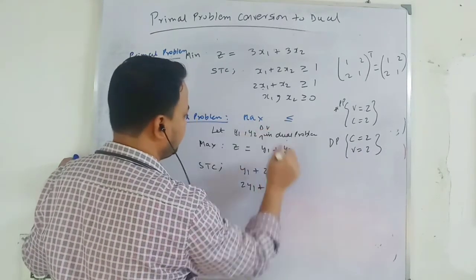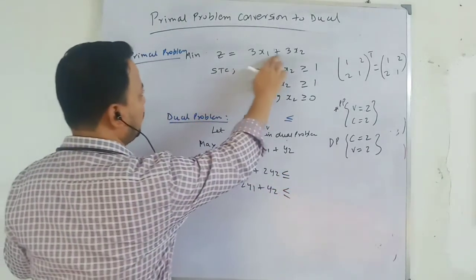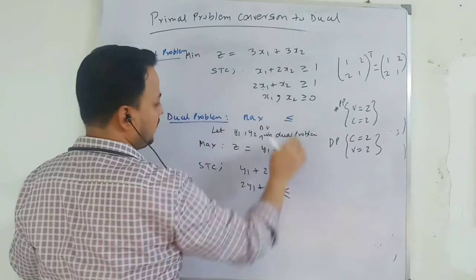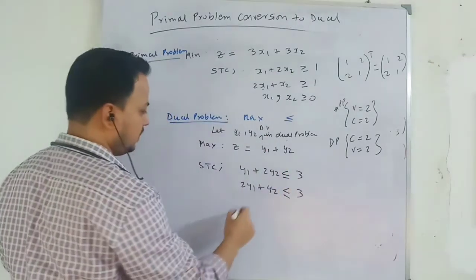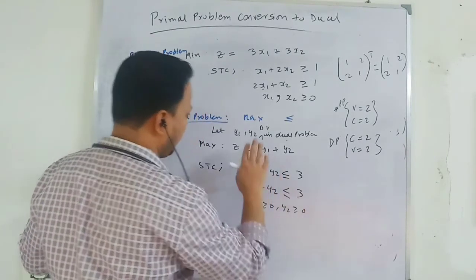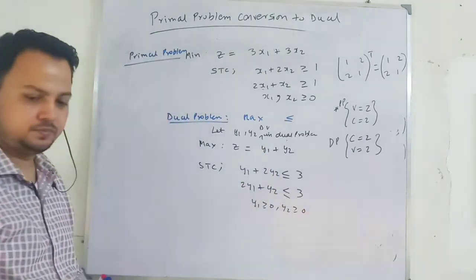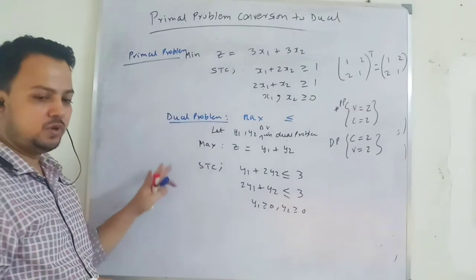Okay, this is a maximization problem. I will be having less than or equal to sign. Okay. So whatever cost coefficient you have, it will become the right hand side constant. It will be 3, 3. y1 is greater than or equal to 0. y2 is greater than or equal to 0. So I have converted my primal problem into dual problem.